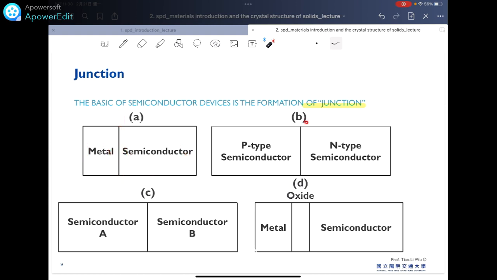The second one, as already mentioned, is that if we put two different doping materials together, we have the N-type doping and the P-type doping. If we put them together, what happens to this interface? And also, we can consider two different materials. For example, one can be silicon, and one can be gallium nitride or a compound semiconductor. If we put the two different materials together, what happens to this interface?